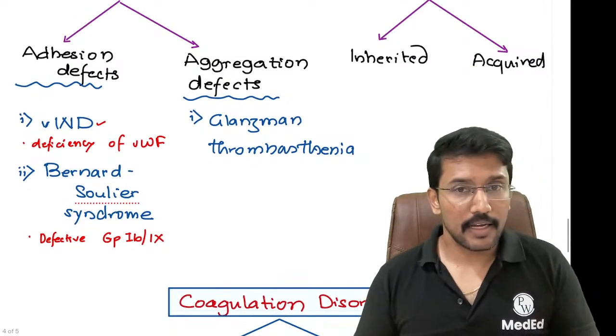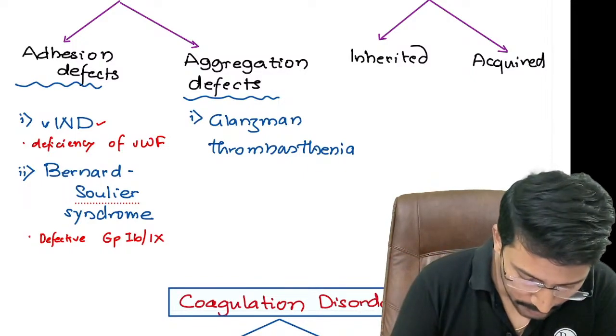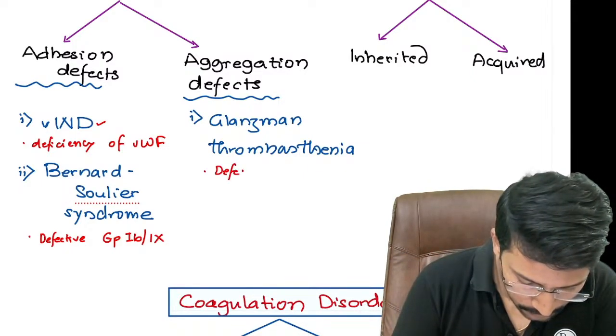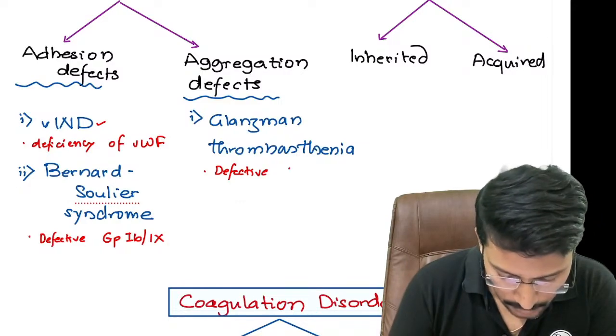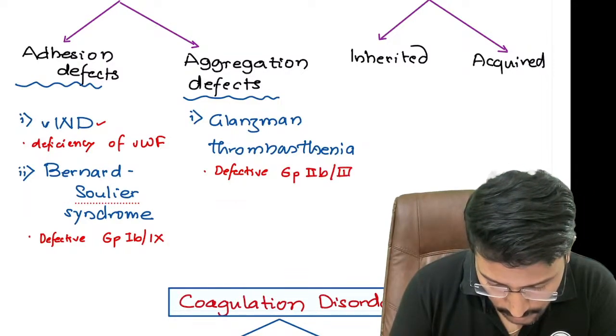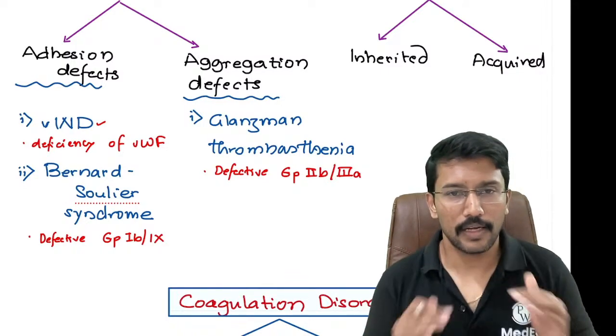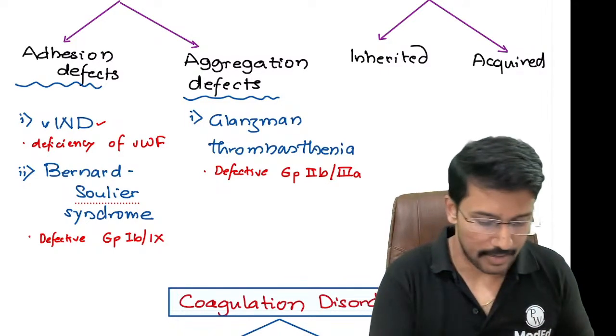Okay, then an aggregation defect is Glanzmann thrombasthenia, right? Can anybody tell me what the defect is here? What is the abnormality? These patients have defective glycoprotein 2b3a. So if I have defective 2b3a, I will still be able to achieve the initial adhesion, right?